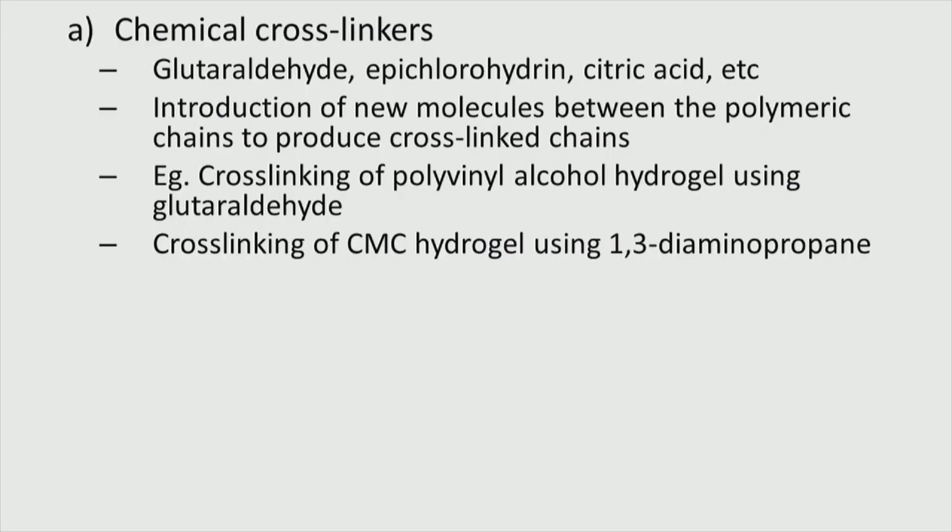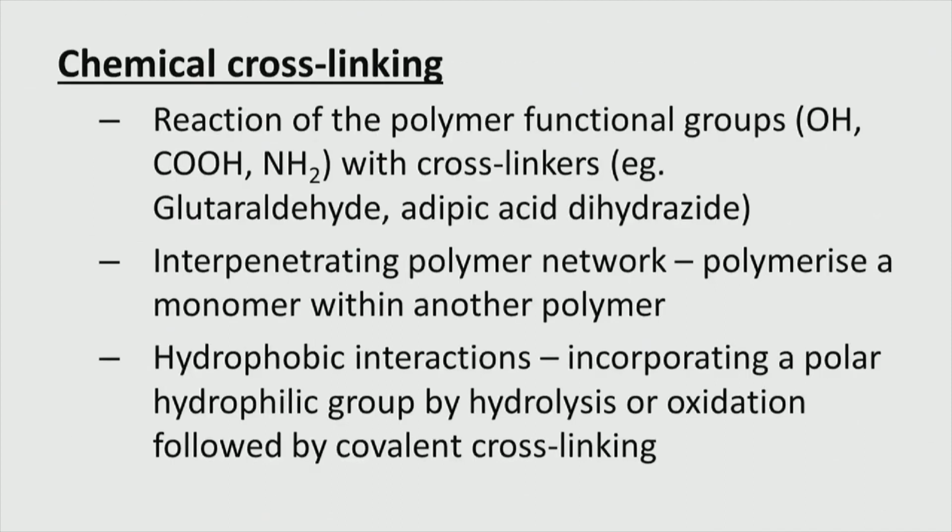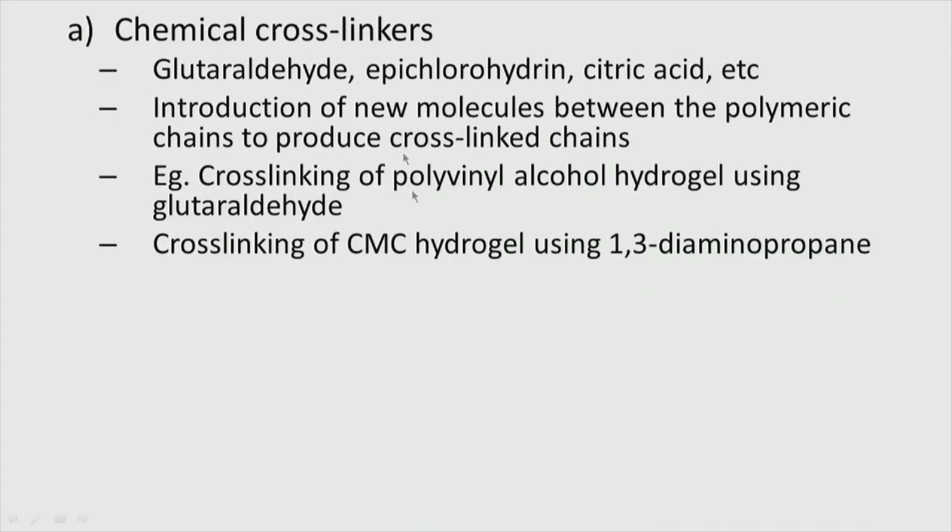So, chemical cross linkers further, what do we use? We use glutaraldehyde, epichlorohydrin, these are all very commonly used, citric acid, introduction of new molecules between the polymeric chains to produce the cross linking. So, if we have two chains, in between these two chains we are putting in epichlorohydrin or glutaraldehyde. Okay. For example, cross linking of PVA hydrogel using glutaraldehyde, cross linking of CMC using 1,3-diaminopropane. So, all these are small molecules which are in between two chains.